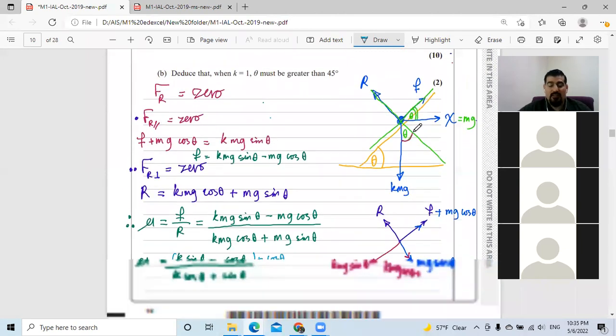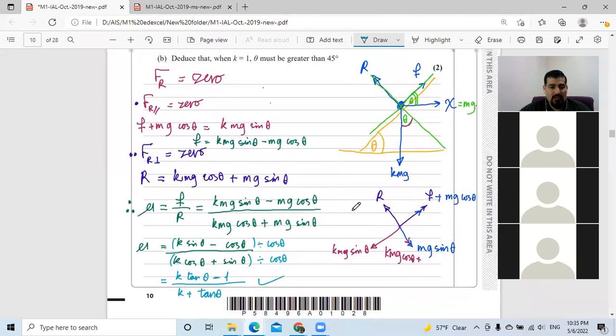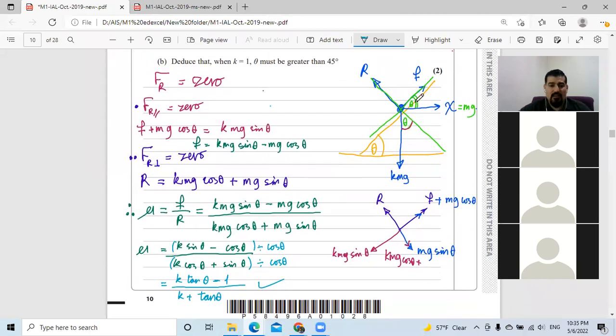We get 10 marks. That means 12.5 minutes in a few minutes. Take a screenshot. If you have any questions, send me directly on the chat. Any question? Okay, this is part A.